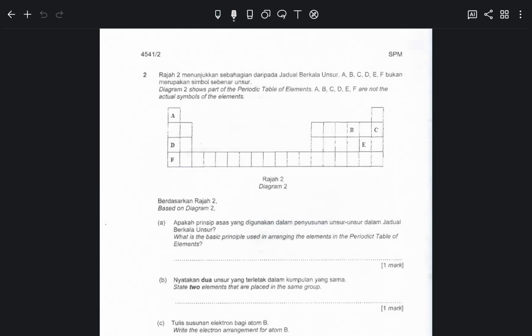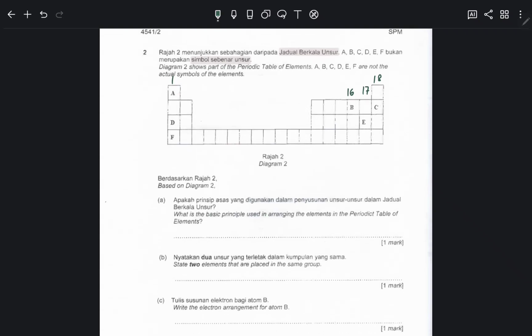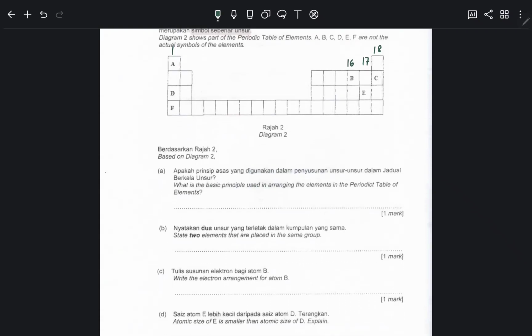Okay, first question. Rajah 2 menunjukkan sebahagian daripada jadual berkala unsur A, B, C, D, E dan F bukan merupakan simbol sebenar unsur. The same thing in English, and you can see you have element A, D, F in the same group, B in one group, E in one group and C in one group. So you know C in group 18, E in group 17, this one in group 16 and this one in group 1.